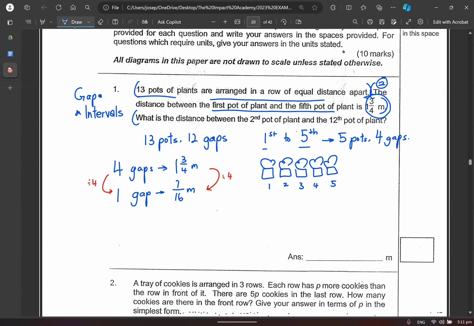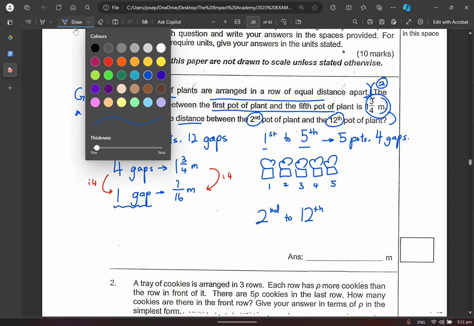Okay, so what we are going to do now, of course, is make sure we read the next part, because this is as good as my own working. The question says, the distance between the second pot to the 12th pot. Now, I want everyone to be very careful. From the second to the 12th, you can either count 2, 3, 4, 5, 6, but I feel that this method doesn't really make much sense. So I will use something that is simpler.